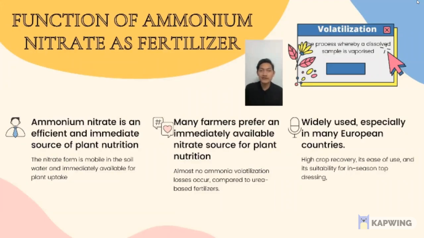Secondly, the three most important nutrients needed by plants are nitrogen, phosphorus, and potassium. So, many farmers prefer an immediately available nitrate source for plant nutrition and choose ammonium nitrate as their source of nitrogen fertilizer. It is popular for pasture and broadacre crops since almost no ammonia volatilization losses occur compared to urea-based fertilizers. And lastly, because of its high crop recovery, ease of use, and its suitability for in-season top dressing, ammonium nitrate is widely used, especially in many European countries.